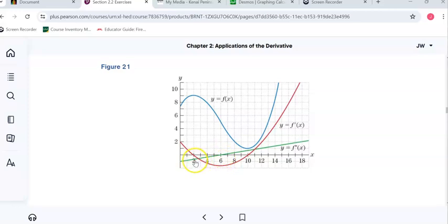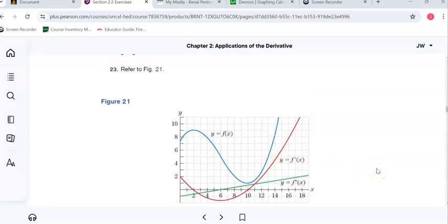Then when I look at here, if I look at 2, this is negative, which means concave down. I can look at my graph. Ooh, that's concave down. Then from here on out, I'm positive, concave up. So my second derivative is going to tell me if I'm positive or negative, and that positive or negative is going to relate to concave up and concave down.